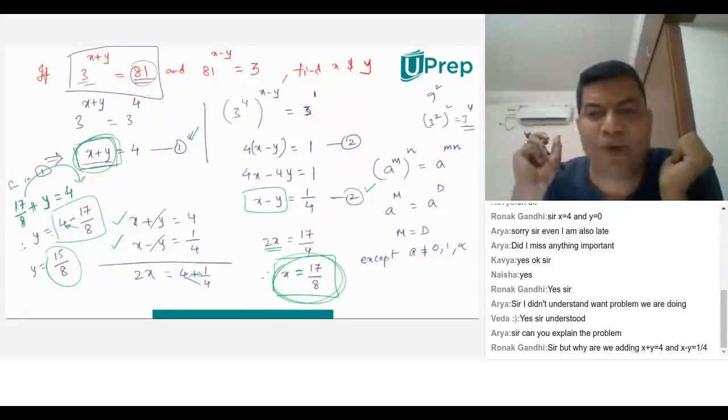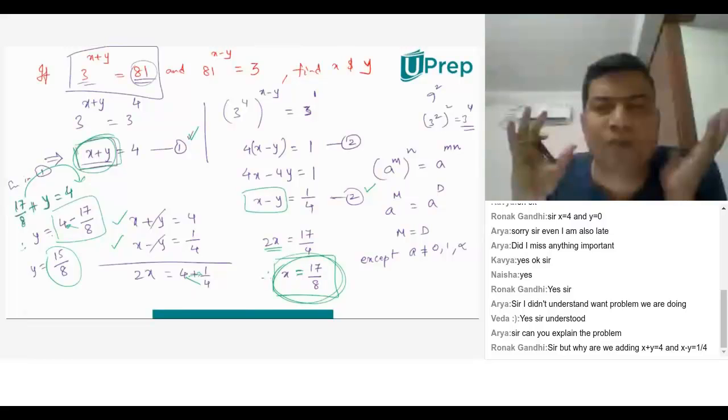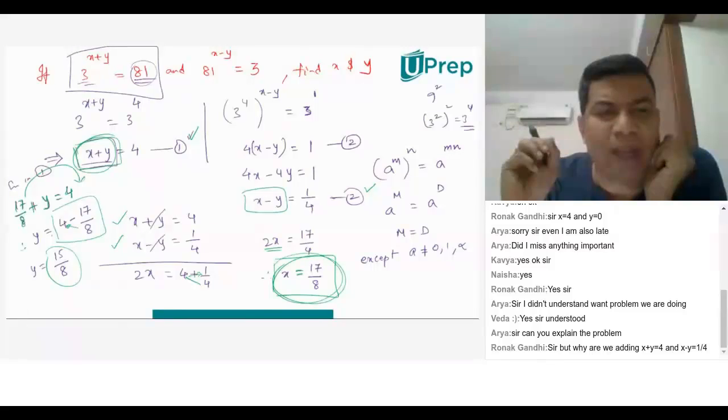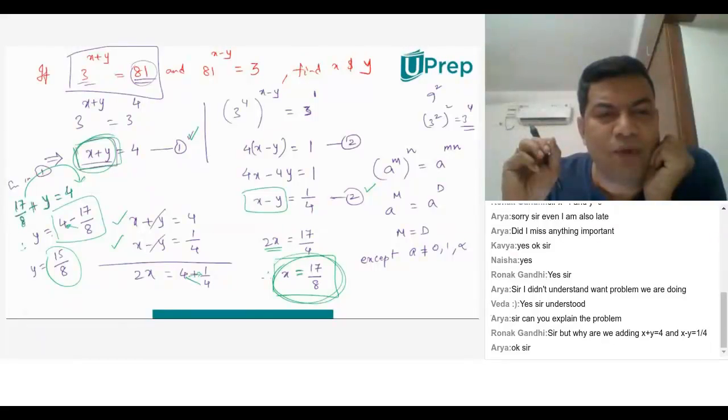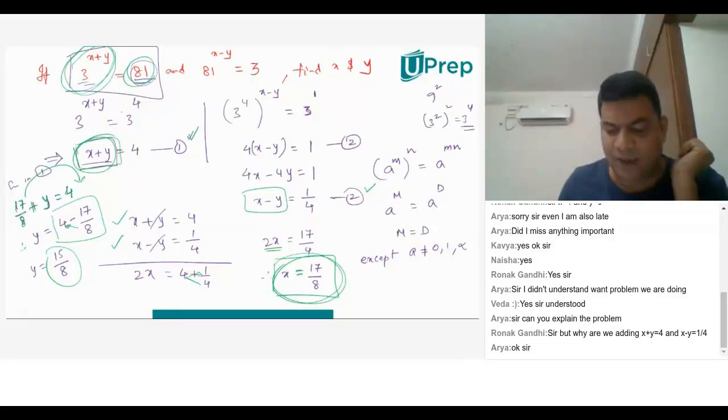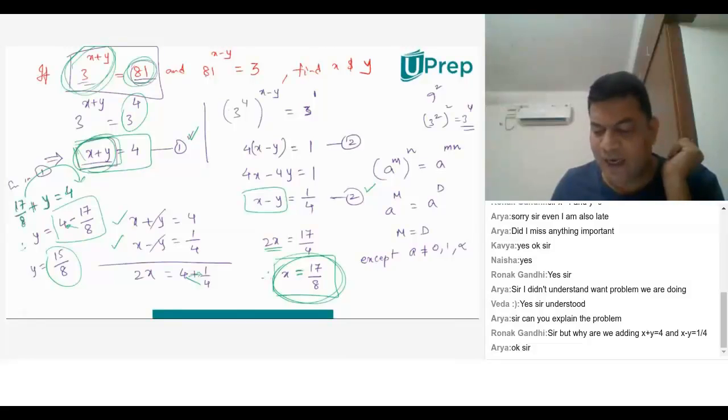Just hold on, okay? I think you understood the rest of the part. The first piece is very simple. I just explained that. When we look at 3 power x plus y is equal to 81, I see 81 as 3 power 4. So I just equated this and got x plus y is equal to 4. Similarly, here 81 can be written as 3 power 4 whole to the power of x minus y. Therefore, 4 times x minus y is equal to 1. So I just simplified that and we got the answer.